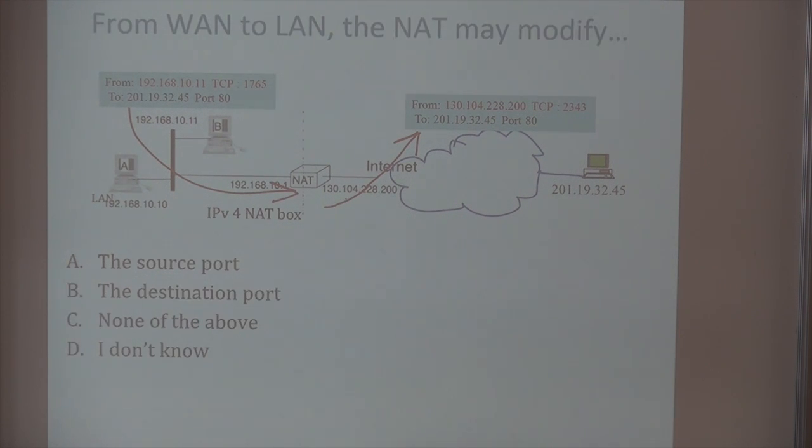Another question. From WAN to LAN. So the red arrow here is showing from LAN to WAN. So if we go the reverse direction, what does the NAT modify in the IP packets? In fact, in the transport level packet.